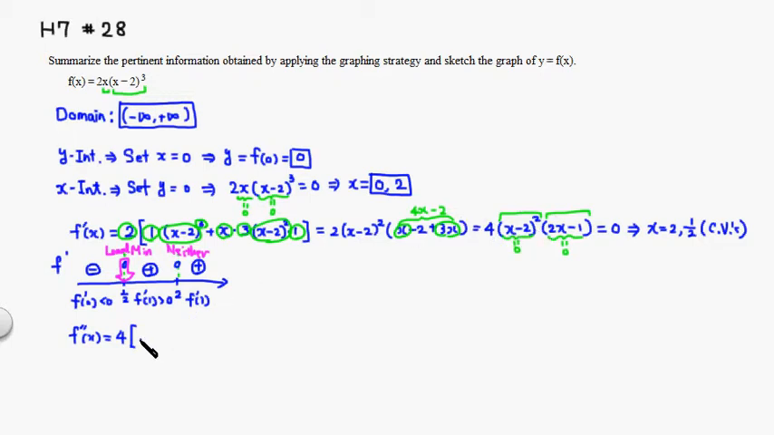Derivative of the first is going to be 2 times the quantity x minus 2, raised to the first power, times the derivative inside, which is 1, so I'm not going to write that. Multiply by the second, which is 2x minus 1. Plus, the first guy is the quantity x minus 2 squared times the derivative of the second guy, which is 2. So let's clean that up.